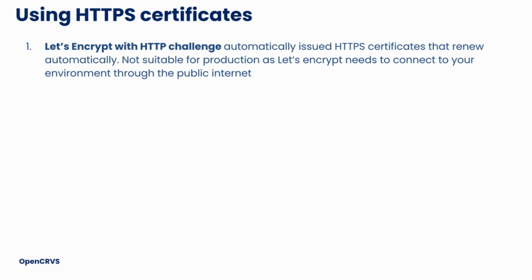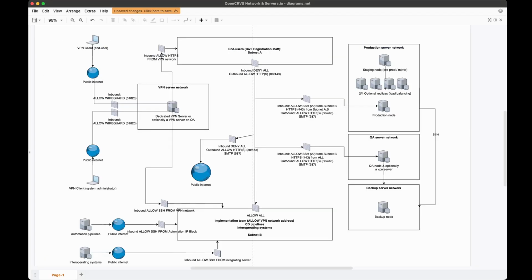So let's take a quick look at the OpenCRVS network diagram so that you can get an idea of what the networking should look like. The networking configuration is highly dependent on the IT infrastructure and the existing networking setup, the data center, and many other factors that can apply only to your specific country.